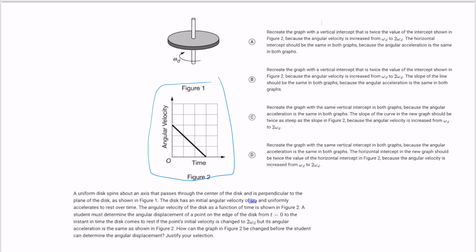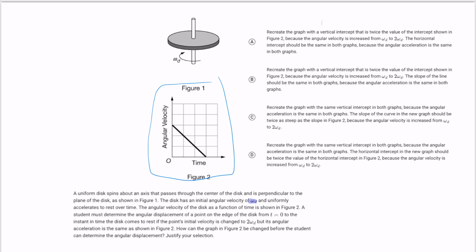The answer choices are long explanations, so I want to talk about the graph for a second. How would we change this figure if the initial velocity was twice as big, but the acceleration was the same? You have to remember that the slope of an angular velocity versus time graph is the angular acceleration. So if the acceleration is staying the same, then whatever the graph looks like after we change it, it's going to be a parallel line to the line that's already on the screen.